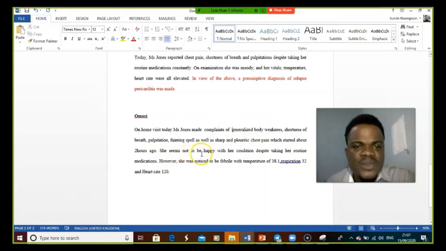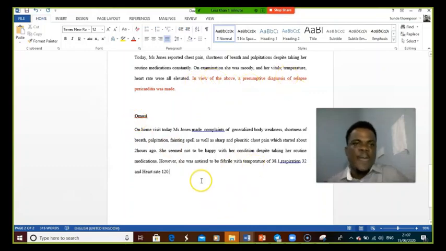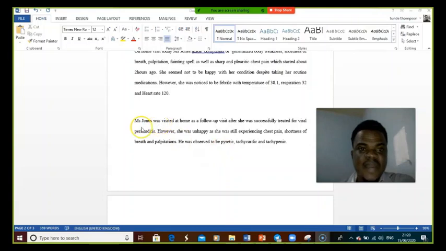"She seemed not to be happy." You were reporting, so you should use past tense. Why not say she seemed to be unhappy with her condition despite taking her routine medications? "However, she was noticed to be febrile with temperature of," and respiration. Okay, I think she didn't repeat this again. So these are our right mind.